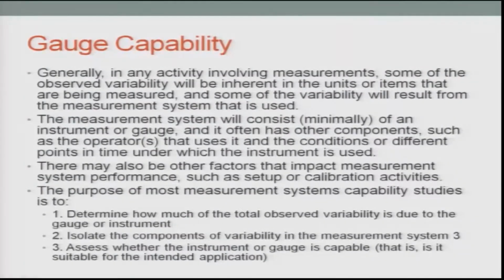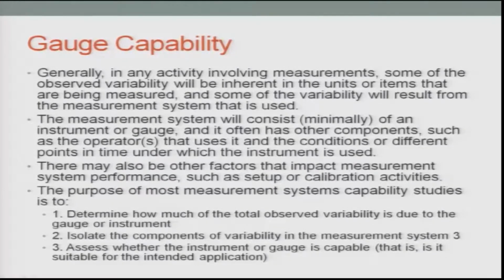Generally, in any activity involving measurement, some of the observed variability will be inherent in the units or items being measured, and some of this variability will result from the measurement system being used. The measurement system will consist of an instrument or gauge, and often has components such as the operator that uses it and the conditions at different points in time under which the instrument is used.